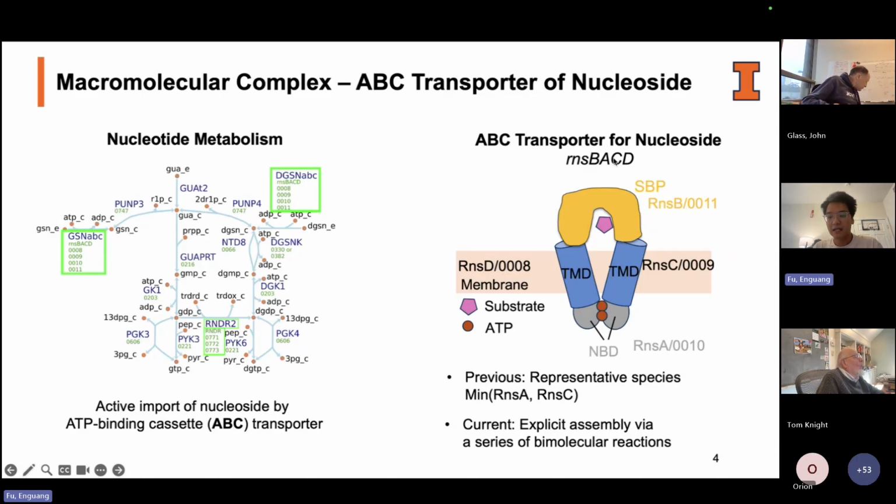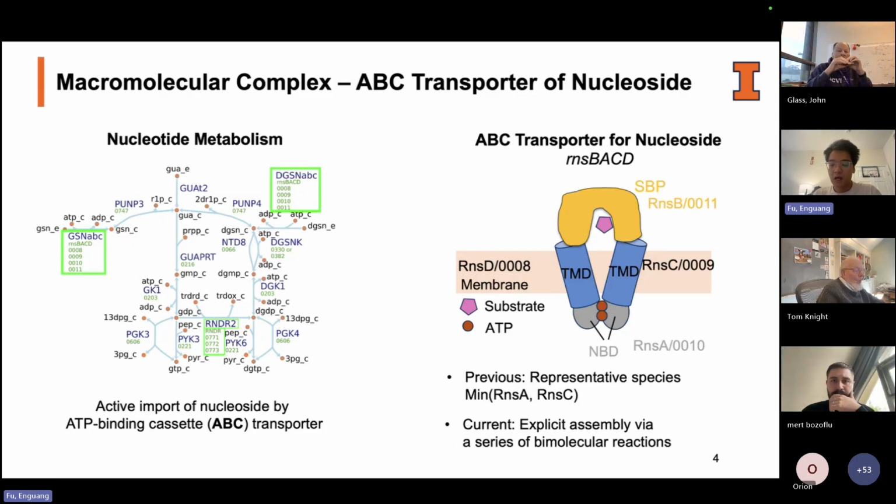And just another taste of these membrane complexes: the ABC transporter for nucleoside, called RNS-BSAD, imports nucleoside from the extracellular media, which is then converted to nucleotide. It is well known that this ABC transporter has a well-defined domain composition of a substrate binding protein, a transmembrane domain as permease channels, and a nucleotide binding domain as ATPase. Our previous model simply assumed a representative species, and in my current model, we are going to explicitly assemble this complete complex.